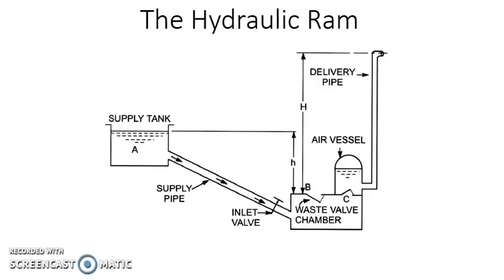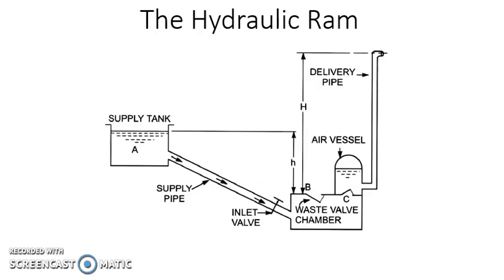This figure shows the main components of the hydraulic ram. You can see the inlet valve fitted to the supply pipe here. Now look at this chamber. You can clearly observe that this chamber has two valves, B and C. The valve B is known as the waste valve and the valve C is known as the delivery valve. You can see that the valve C is fitted to an air vessel.